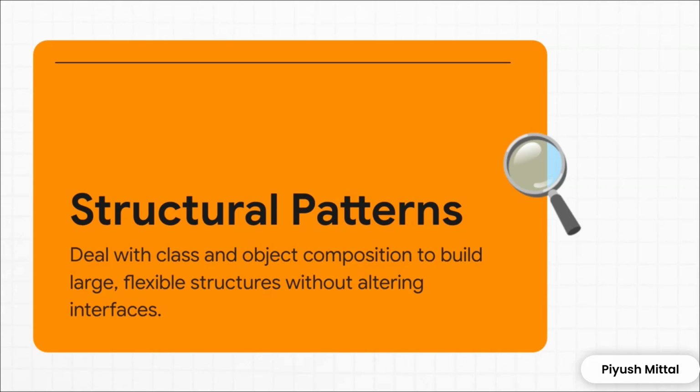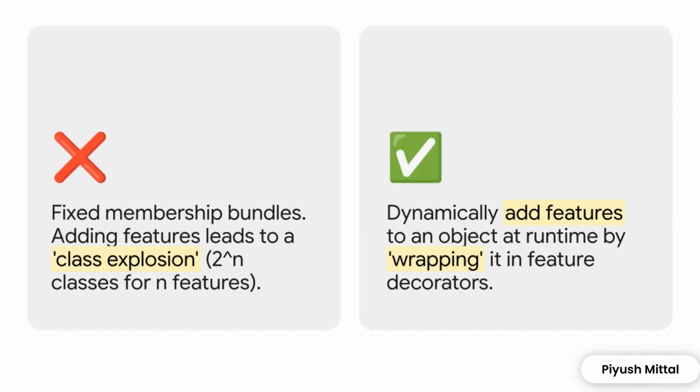This is absolutely critical if you want to build systems that can evolve without needing a massive rewrite every 6 months. Okay, check out this problem from an edtech platform. If they use normal classes for their membership bundles, adding new features creates what's called a class explosion. You get this insane, unmanageable number of combinations. But the decorator pattern on the right, it offers a brilliant way out. Instead of making endless subclasses, you just dynamically wrap a base object with these feature decorators at runtime.